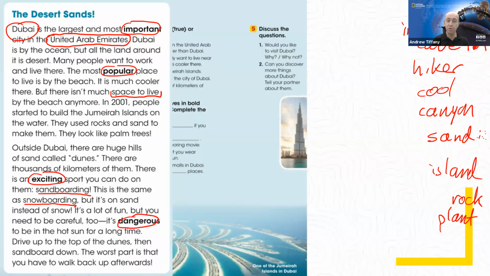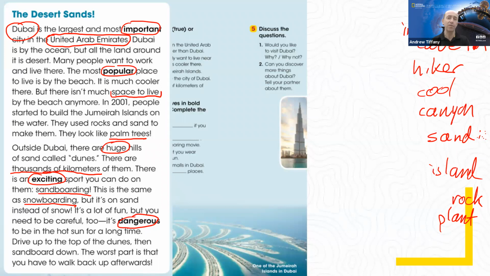Other ones maybe my students don't know are palm trees. Here's palm trees. Maybe the word huge I want to focus on, right? Like big, bigger, huge, ginormous, right? Things like that. Maybe thousands of kilometers, someone said earlier as well. Okay. Things like that, right? These are different words or phrases that I might want to pre-teach before we even look at the reading, okay?